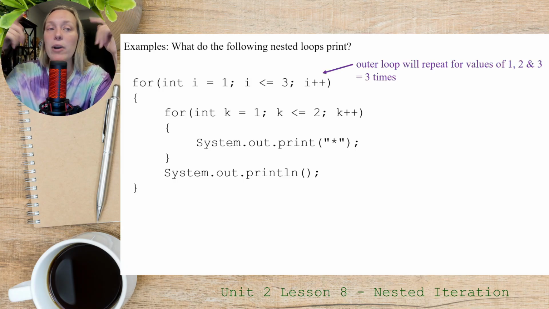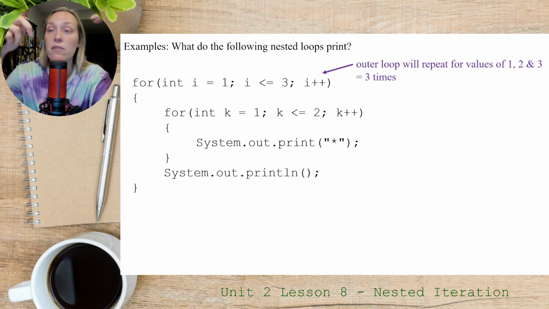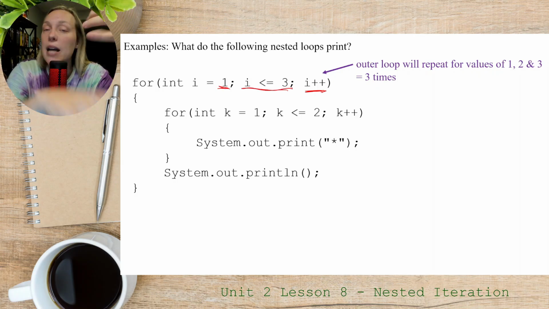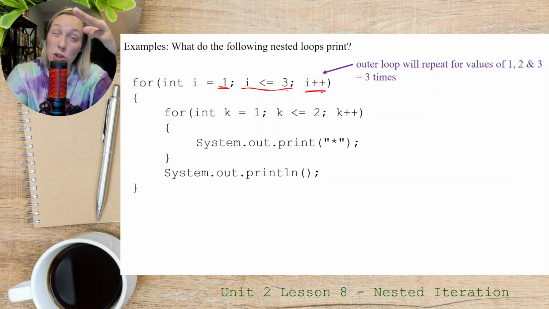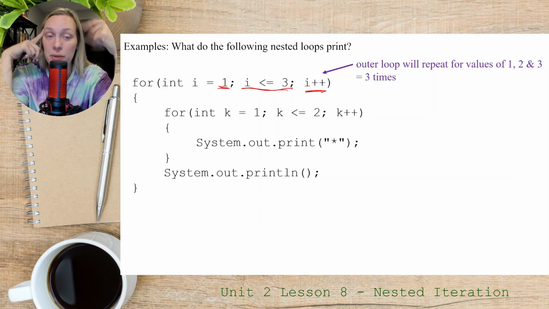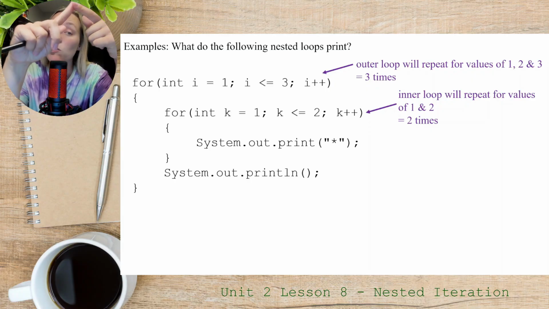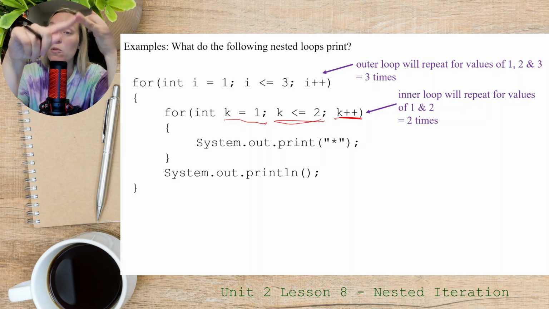we can start to talk about how many times the outer loop and the inner loop each repeat. The outer loop repeats for the values of 1, 2, and 3 because it starts at 1 and goes up by 1, and it stops after i is equal to 3. So it goes 1, 2, and 3, and once i reaches 4, it stops. So the outer loop is going to repeat 3 times. Then I can do the same thing for the inner loop. The inner loop is going to repeat for values 1 and 2 because k starts at 1, goes up by 1, and repeats up to and equal to 2. So it's going to repeat 1 and 2.